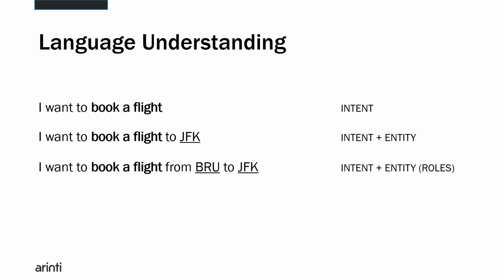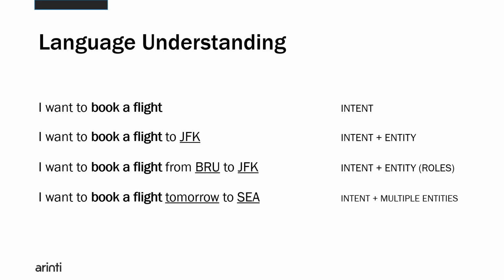Now, the same thing can happen that he adds another entity. I want to book a flight from Brussels to JFK. So in this case, we know the intent, but we also have entities that are actually the same. It's an airport, but they have different roles. We have a from and we have a destination. Now, we can also have multiple entities. So in this case, we have again our intent, book a flight. We know where we want to go to, but we also know when we want to go.